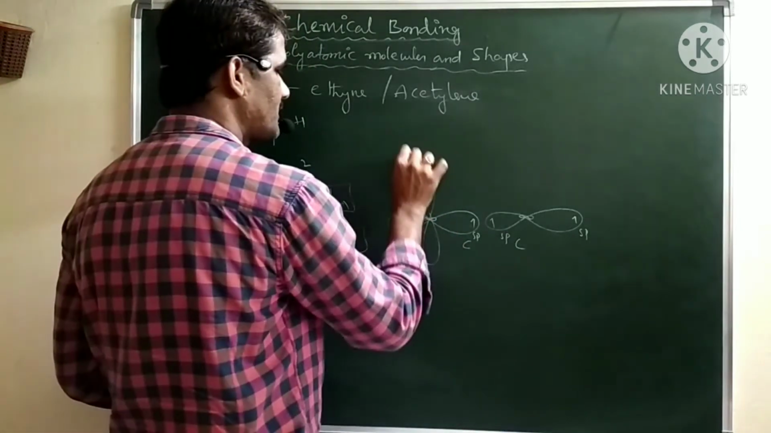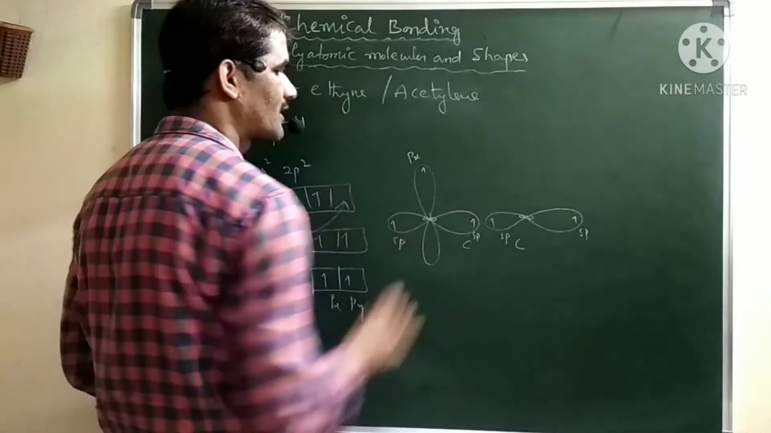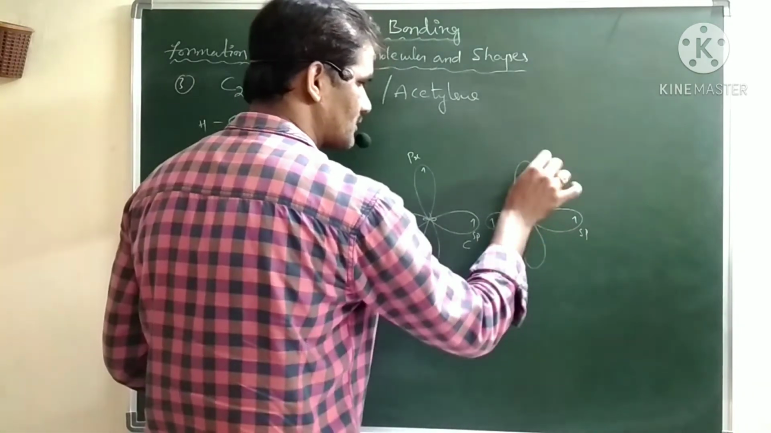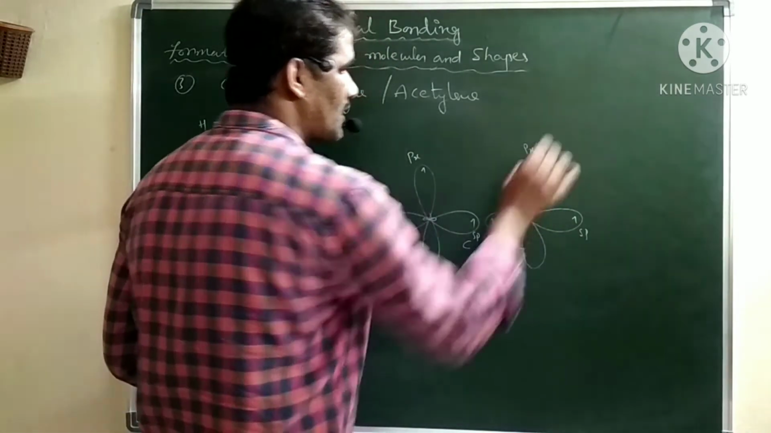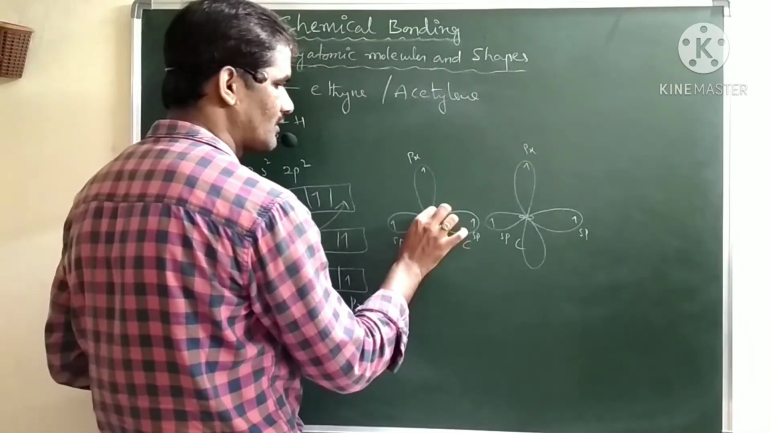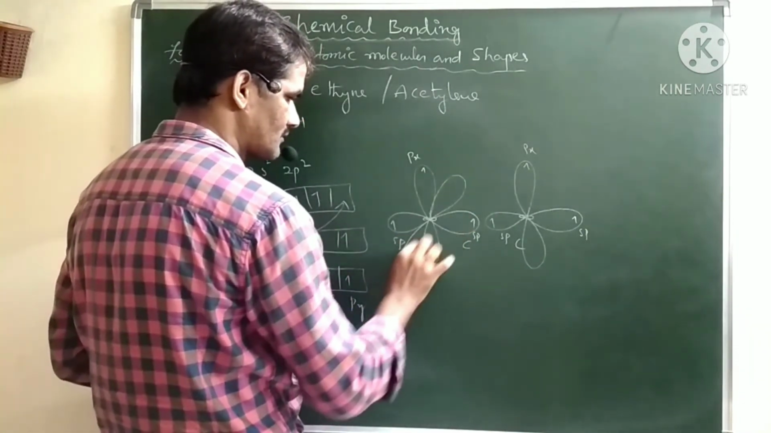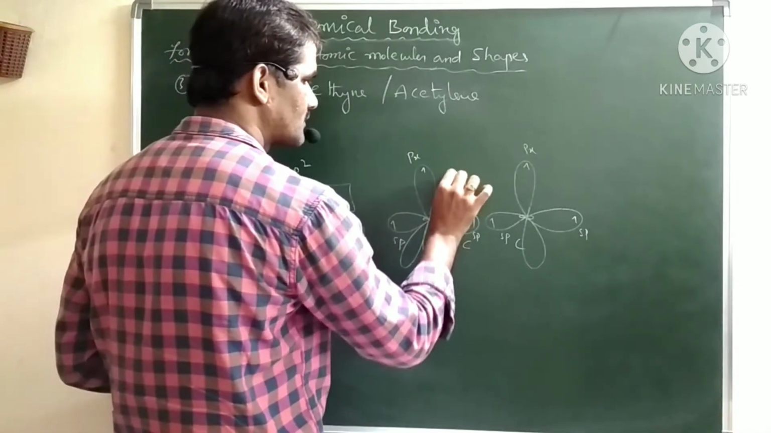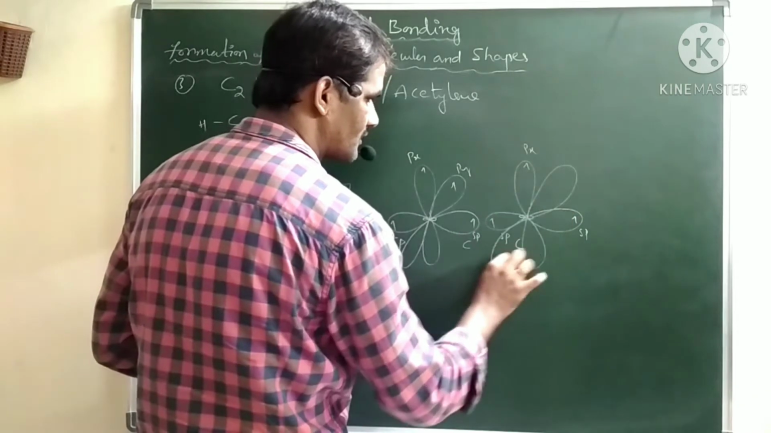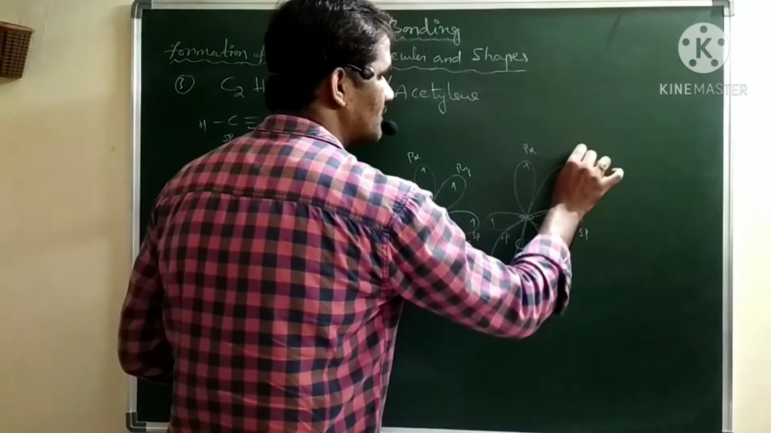Let us assume this is the px orbital having 1 electron, and this carbon also has one px orbital. And we also have one more atomic orbital that is perpendicular to px and to the internuclear axis. This is the py orbital, and similarly this carbon also has a py orbital.